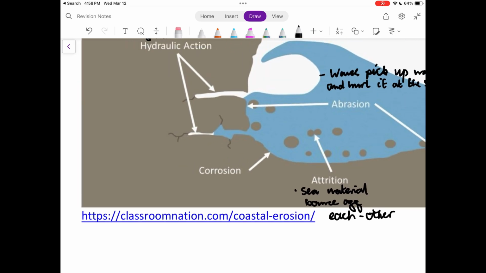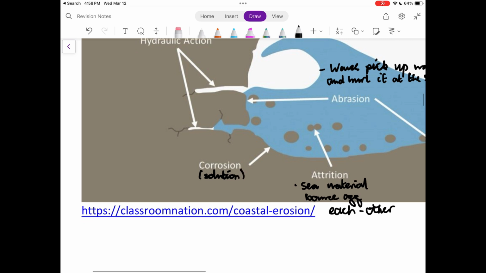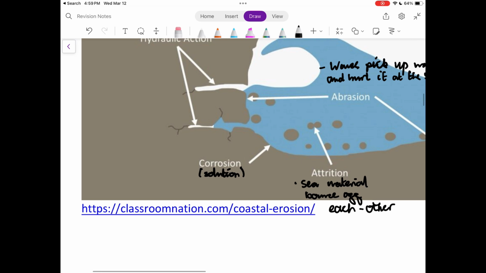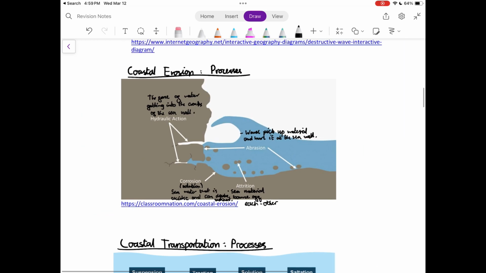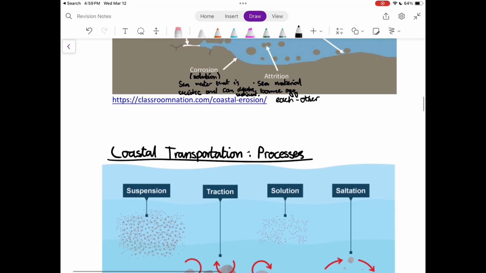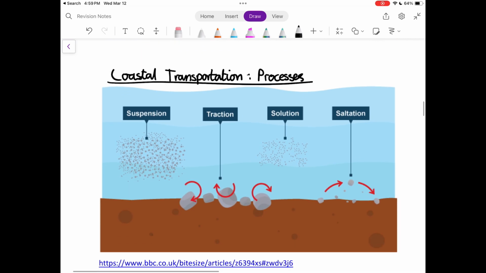And the last one is corrosion, so this can also be known as solution. And this is seawater that is acidic and can dissolve sediment. Okay, so that's all you need to know for coastal erosion. And now we're going to be looking at coastal transportation.